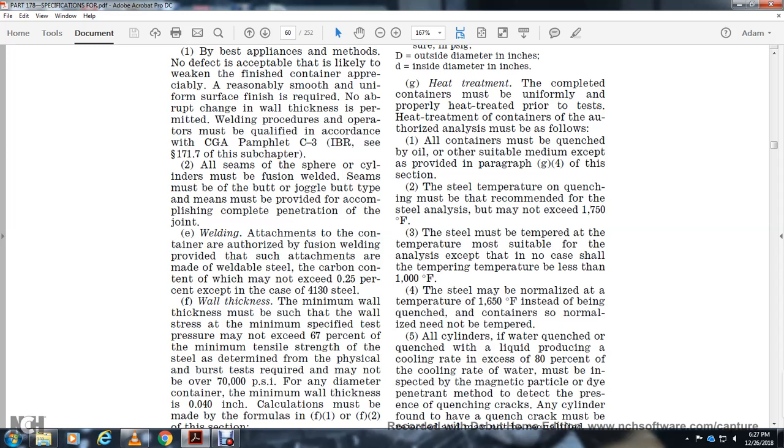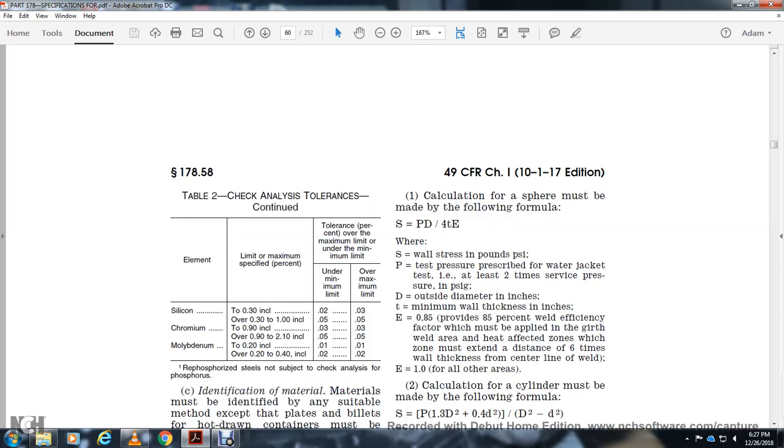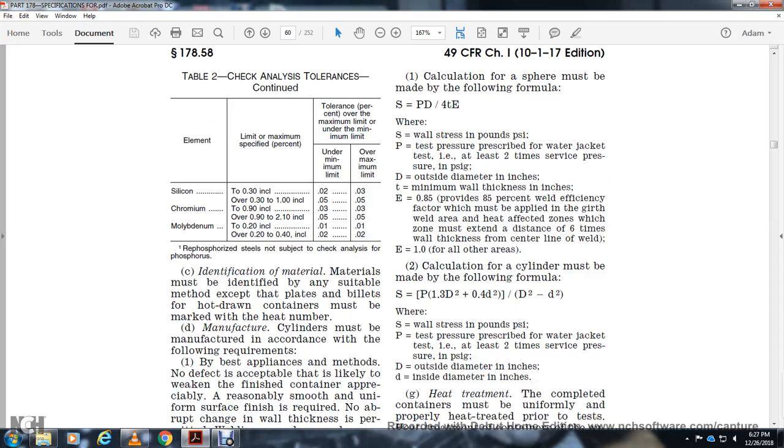Wall thickness. Minimum wall thickness must be checked for wall stress, for the minimum specified test pressure not exceeding 67 percent of the minimum tensile strength of the steel, as determined by the physical test required, but it may not be over 70,000 pounds. For the diameter of the container, the minimum wall thickness of 0.040 inch for the calculation must be made with formulas F1 and F2 in this section. Calculation of a sphere must be made with the following: S equals PD divided by 4tE. Calculation of the cylinders must be made with the following formula.